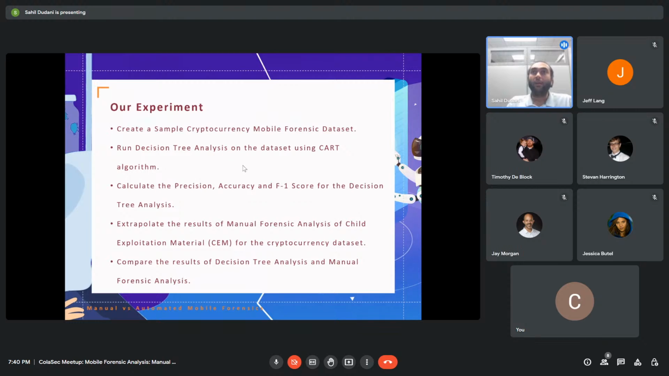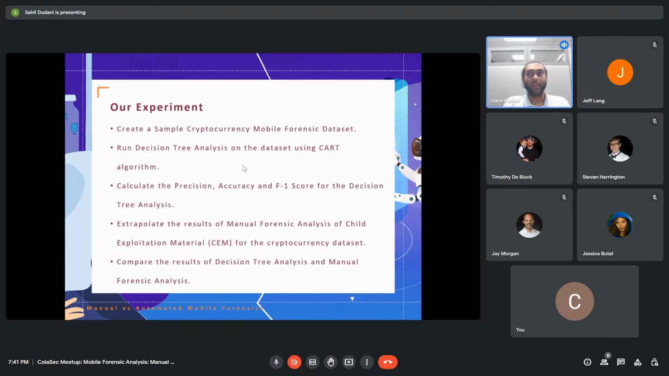So initially, we created a sample cryptocurrency mobile forensic dataset since there isn't any available. We are not focusing on the blockchain. We are focusing on a cryptocurrency dataset that is based off an endpoint device, or host-based forensics. Here we are going to consider a sample cryptocurrency dataset that I'm going to talk about in the next slide. On that, we're going to run decision tree analysis using the CART algorithm.